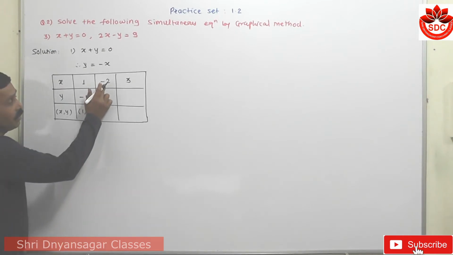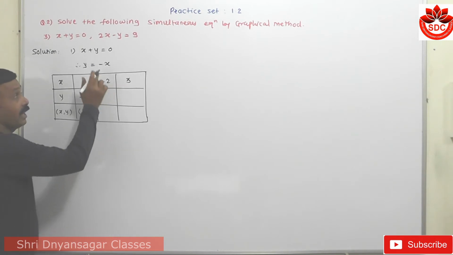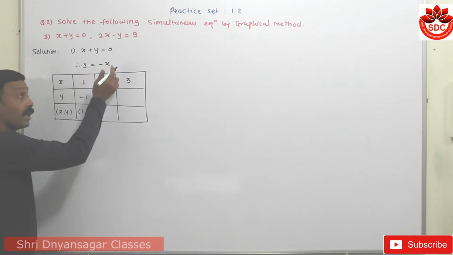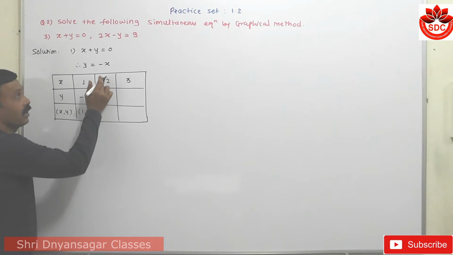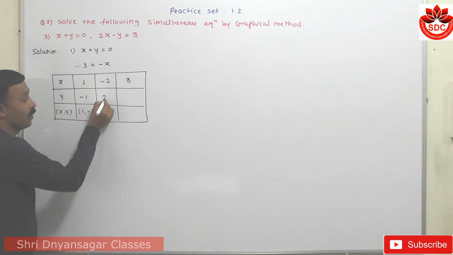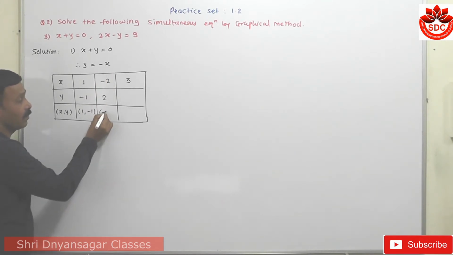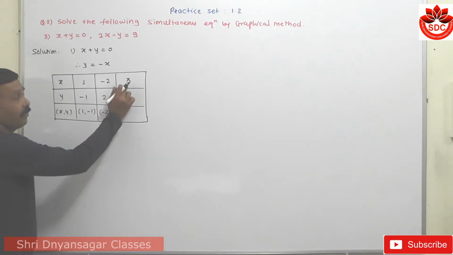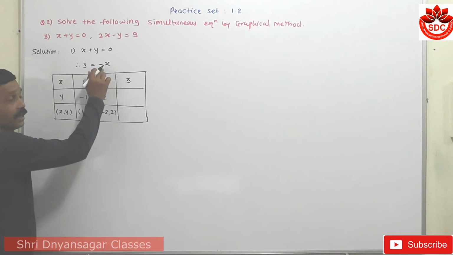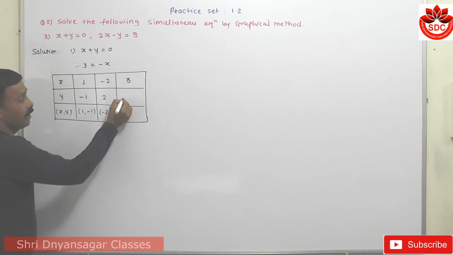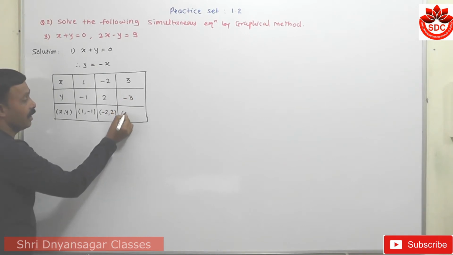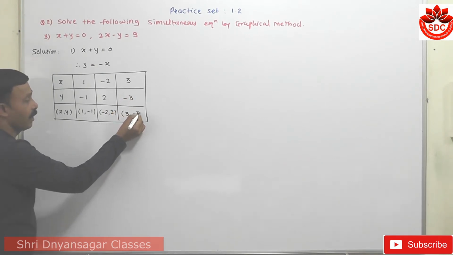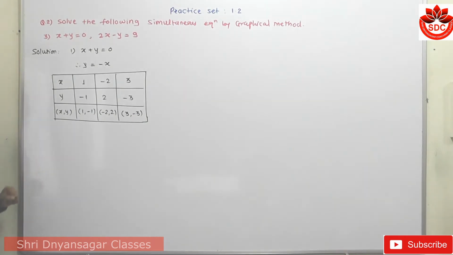Then we substitute the value of x is minus 2. Here it is minus in bracket minus 2, minus minus is plus, so y is equal to plus 2. The ordered pair is minus 2 and 2. Third one: if you put the value of x is 3 here, then y is equal to minus 3. So the ordered pair is 3 and minus 3. This is the simple equation.